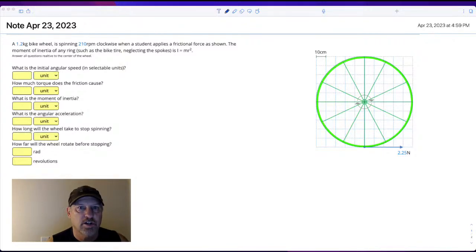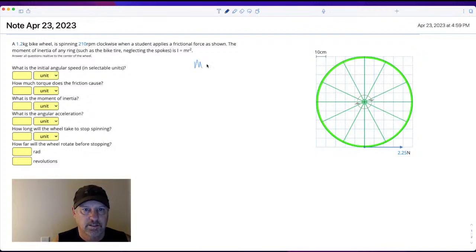All right, we're going to try and figure out this angular motion problem from Unit 17 in Positive Physics. So we have a 1.2 kilogram bike wheel. All right, so we need to keep track of some things here.